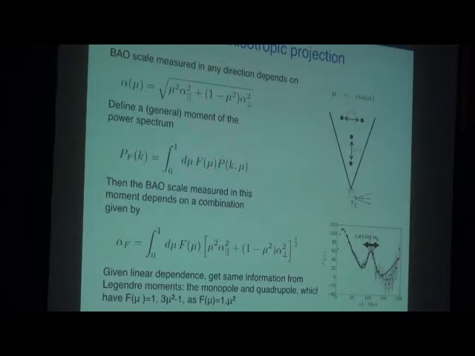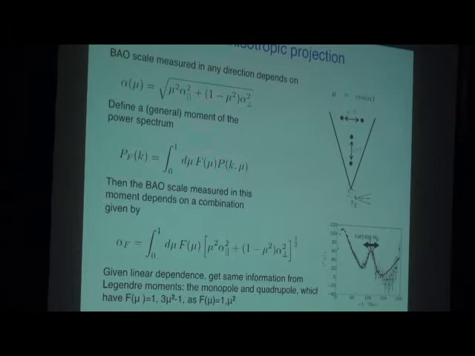So to analyze this, what we tend to do is that rather than looking at the full power spectrum as a function of k and mu, we look at moments of the power spectrum, where we have some sort of function f, and we integrate over the power spectrum multiplied by this f of mu. And we usually define it so that this f of mu is normalized such that integrating just over the f of mu gives you 1.